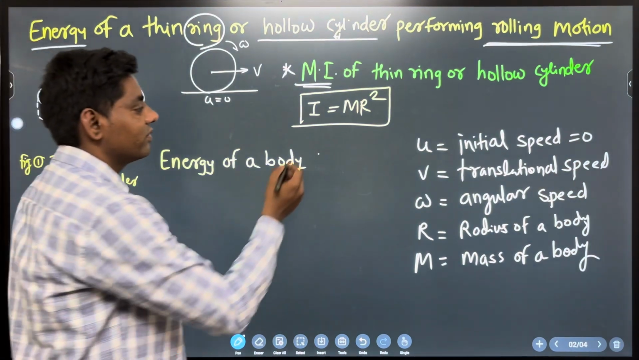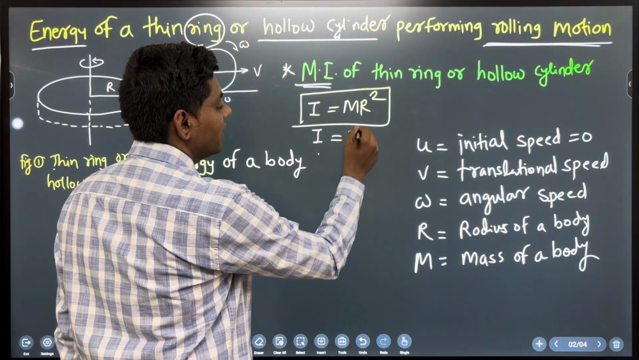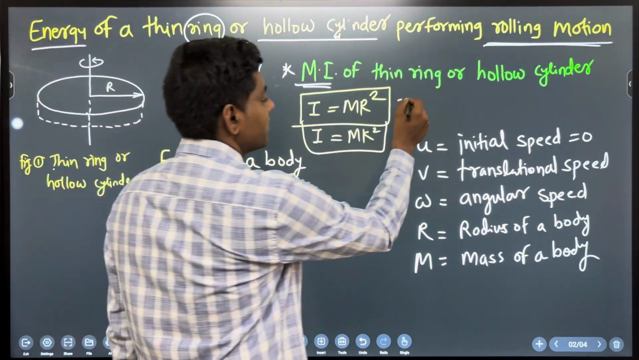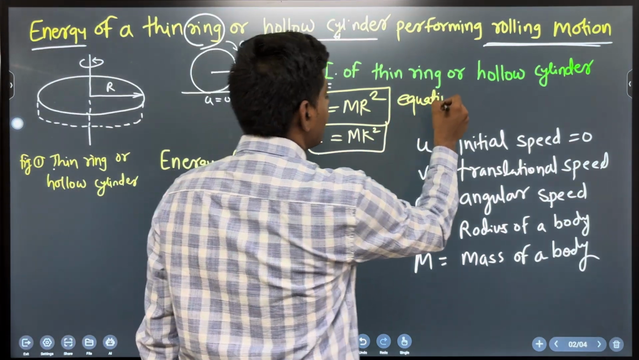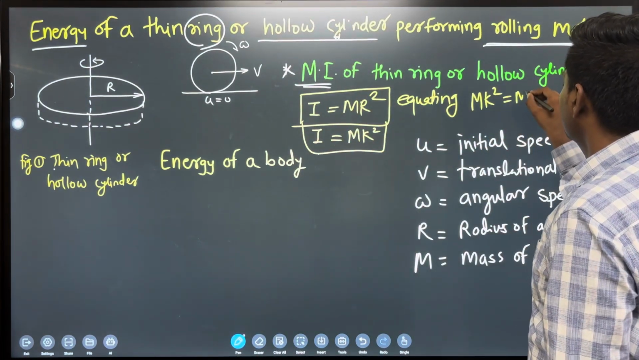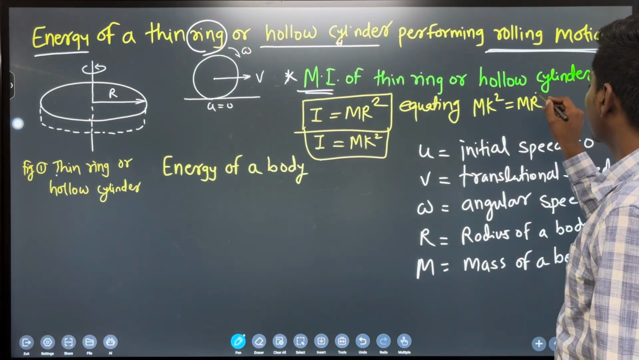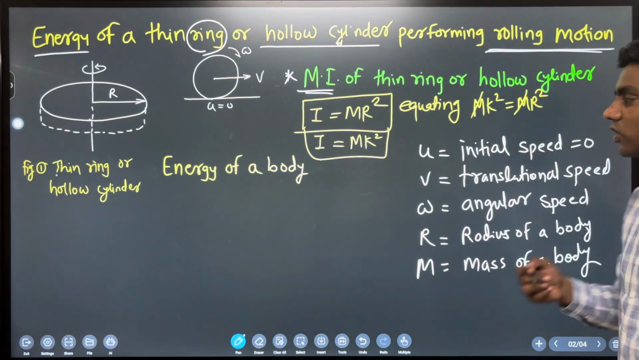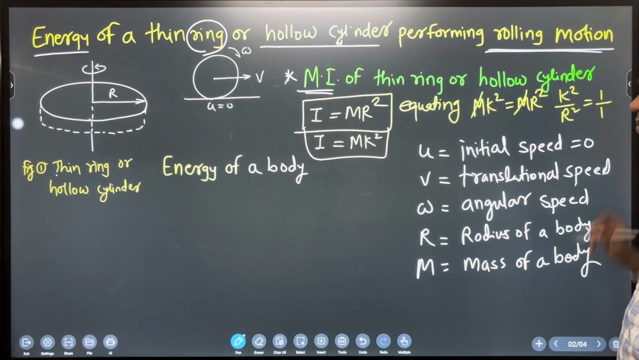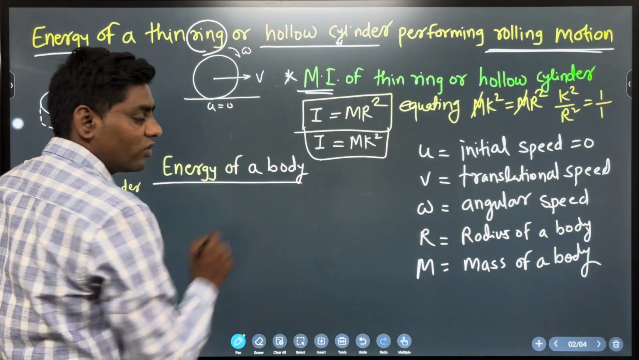So we have to compare with the standard moment of inertia. What is the standard form of moment of inertia? I equal to MK square. Compare with this. After equating both, what we get is MK square equal to MR square. On both sides M gets cancelled. So we get the ratio K square divided by R square as 1:1.